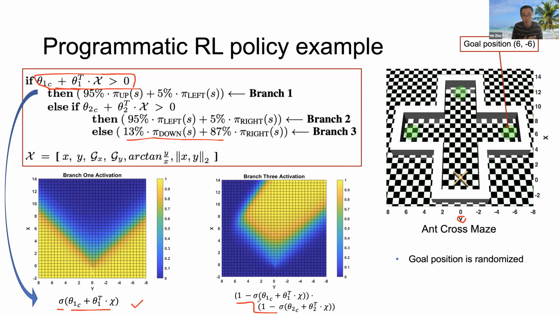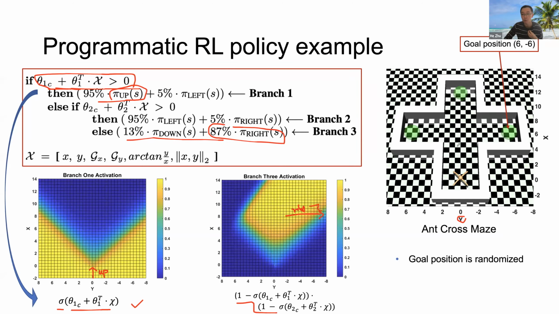So if you look at the branch activation graph, you would find out that at the very beginning, the first branch dominates. And when you get closer to the goal, the third branch dominates. If you look at the first branch, the primitive function pi up dominates. And if you look at the third branch, the primitive policy pi right dominates. So this shows that at the beginning, we try to go up, and at a certain point, we try to go right in order to reach the goal.